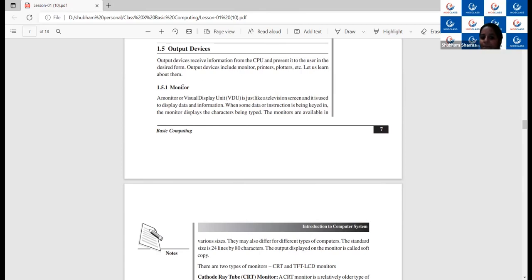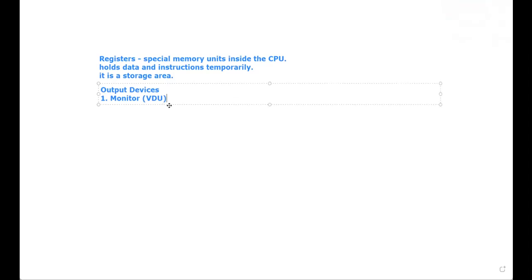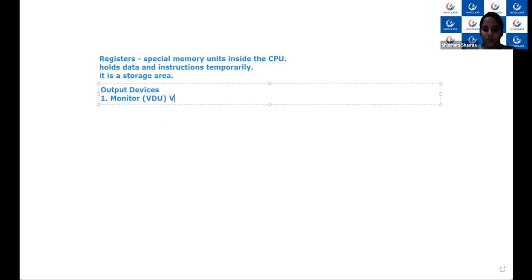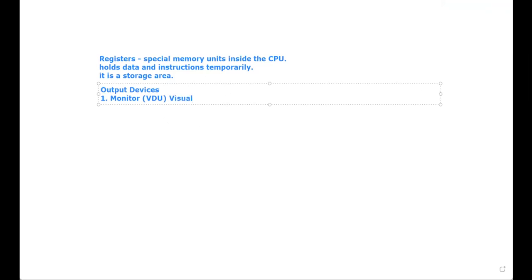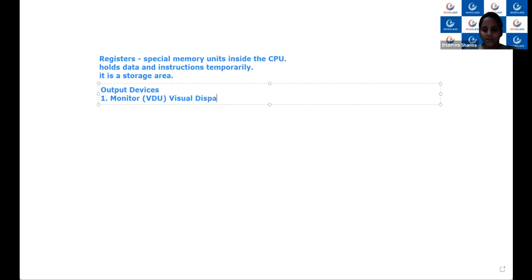So the monitor is also known as a visual display unit. So we are discussing output devices. The first one is your monitor, also known as VDU. What is the full form of VDU? Visual display unit. Very good. That is visual, because it is used to visualize things.